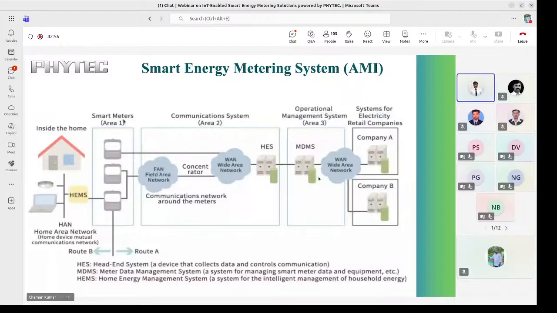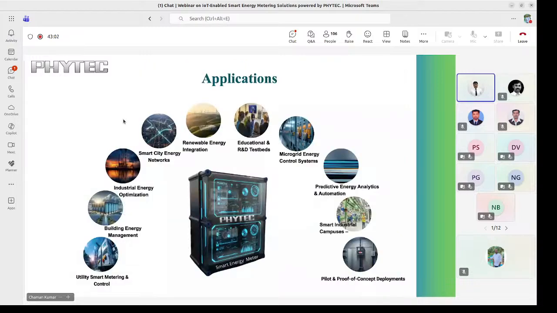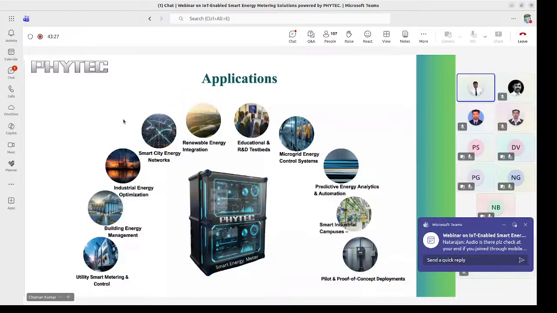Okay. Now these are the different applications of the smart energy meter. First we have to understand the smart city energy networks. If you see the real time environment, we can go for street light monitoring in cities, where we have different street lights and some nodes connected to them, and we will collect the data.